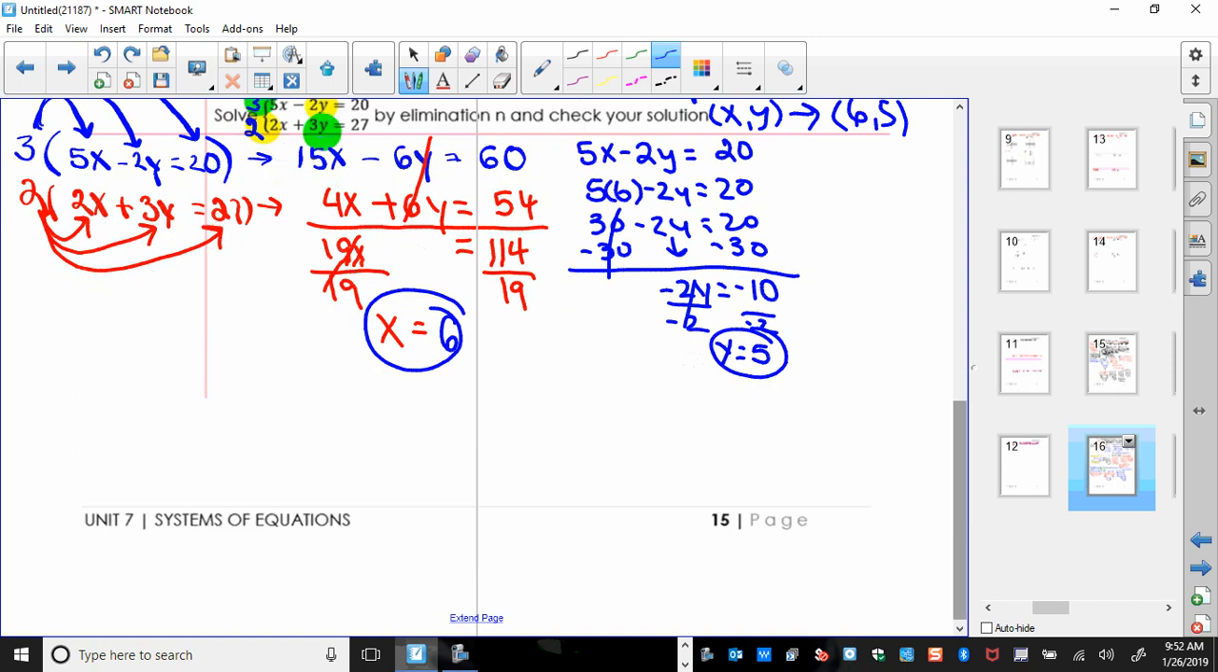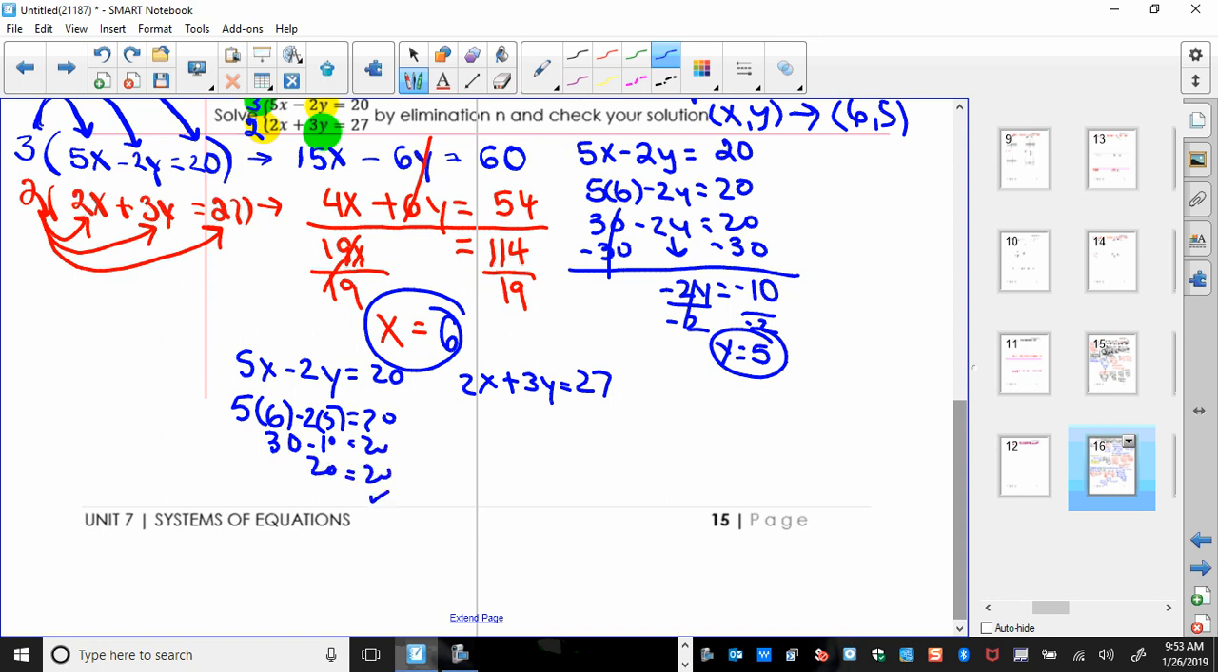Let's make sure. Don't want to be tricky. Check both equations. 5x minus 2y equals 20. And 2x plus 3y equals 27. So 5 times 6 minus 2 times 5, does this equal 20? Well, does 30 minus 10 equal 20? Yes, it does. Next, does 2 times 6 plus 3 times 5 equal 27? Well, does 12 plus 15 equal 27? Yes, 27 equals 27, so it's true.